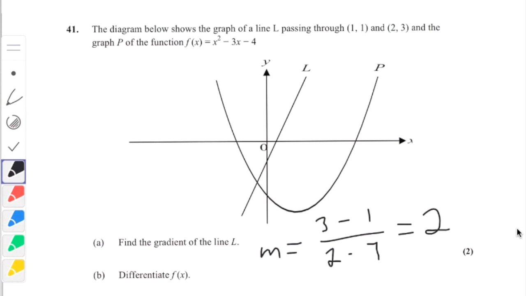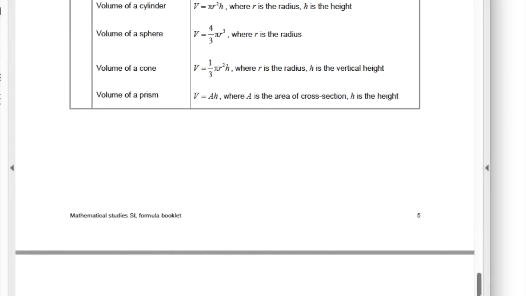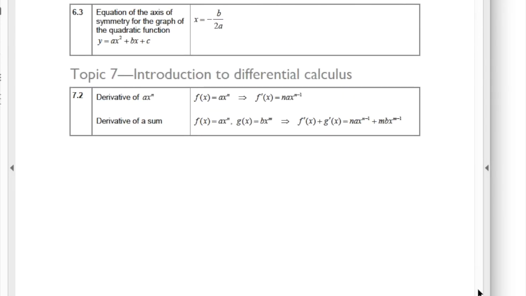All right, differentiate f of x. Again, I'm going to use the formula booklet and the power rule, topic 7, differential calculus. We're going to take the derivative of each term respectively because it's a sum, and we're going to take the exponent down front, multiply the leading coefficient by the exponent, and then take away 1 from the exponent. That is the power rule.